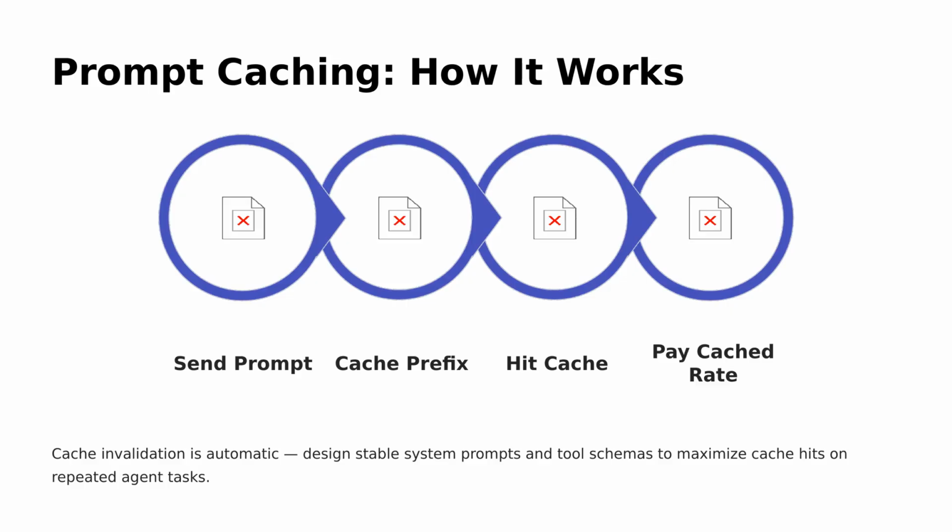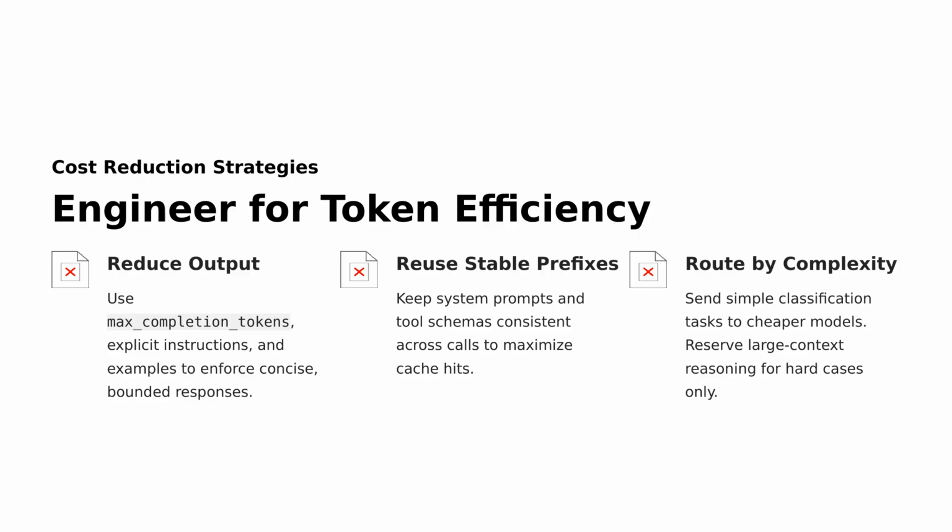Here's how prompt caching works in practice. When you send a prompt, the system checks whether the beginning, or prefix, matches content it has already cached. If it does, you get a cache hit and pay the lower cached rate for that reused portion. Cache invalidation happens automatically. So the key to better performance is keeping system prompts and tool schemas stable across repeated agent tasks. Here are 3 practical ways to reduce cost.